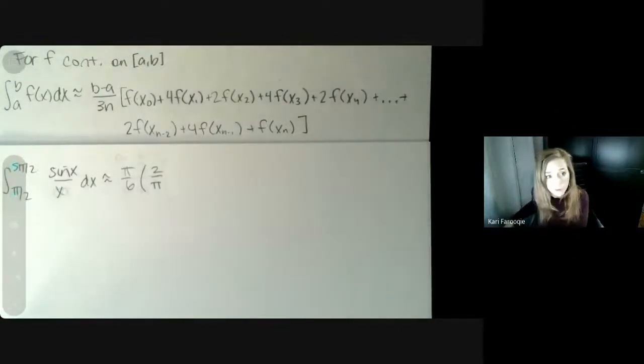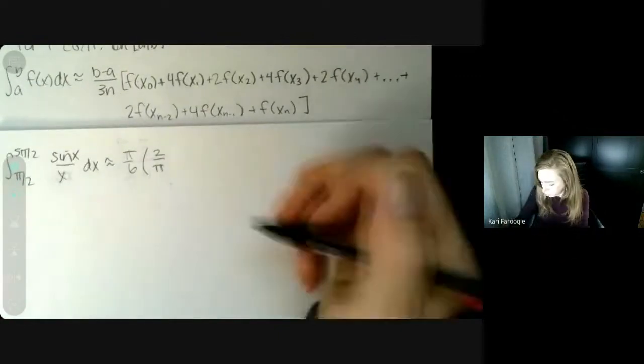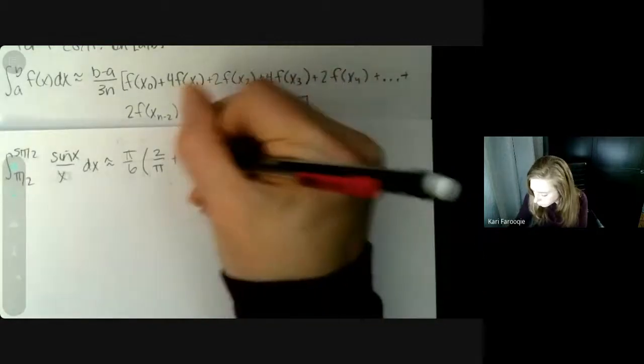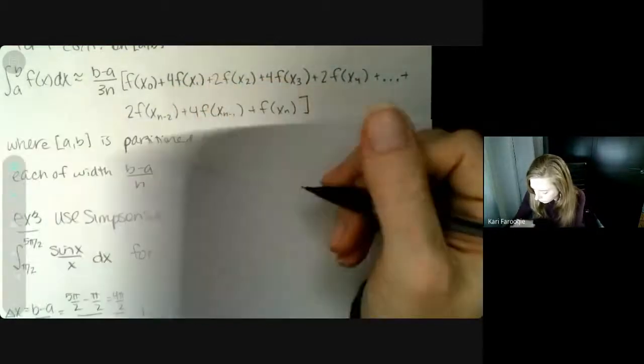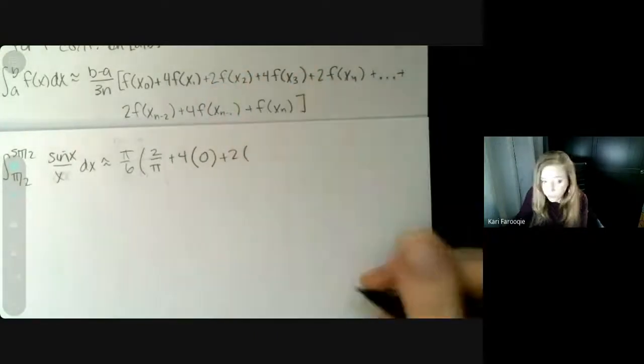Okay, so f of x sub naught was 2 over pi. Then we'll do 4 times f of x sub 1. Well, that's just 0. Twice f of x sub 2. F of x sub 2 is negative 2 over 3 pi.